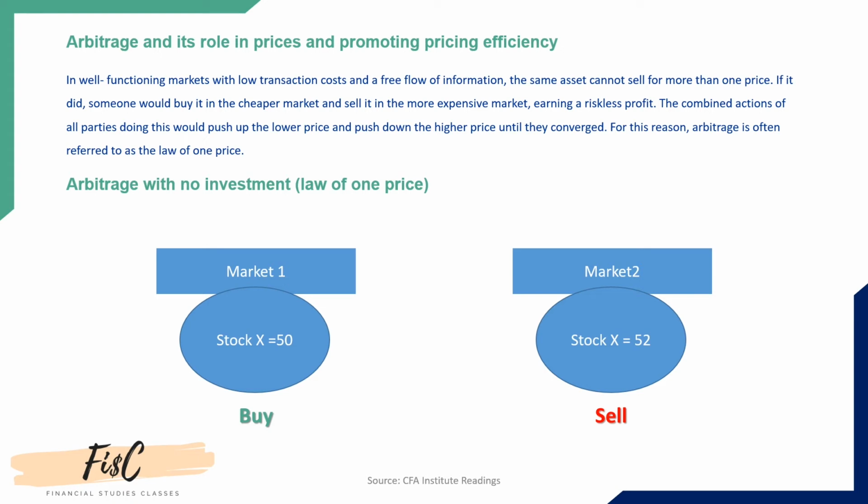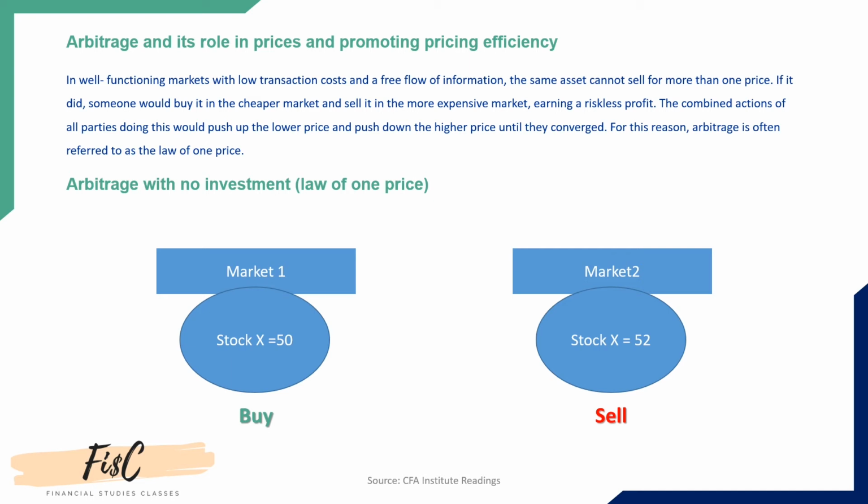So suppose there is a market 1 in this example where stock X is trading at 50, whereas in market 2 it is trading at 52. So what a person can do is buy the stock X at 50 from market 1 and go and sell it in market 2 at 52 and earn a profit of 2 without investing a penny. That's called arbitrage. So what happens now is that people start buying at 50 and selling at 52.